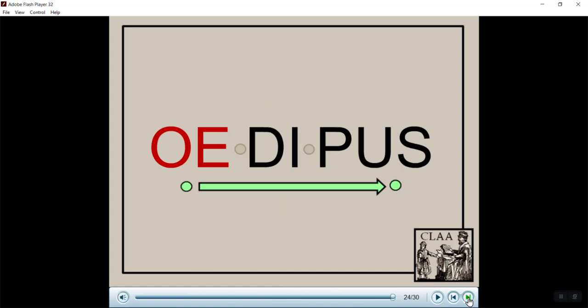Let's read some words that have the Latin diphthong oi. Point to the green dot under the diphthong and we'll read this word together. Oi, di, pus. Oedipus.